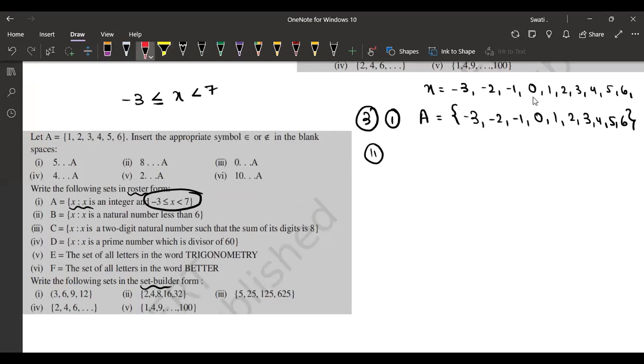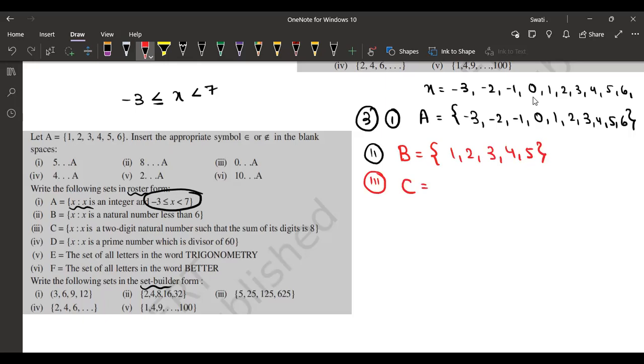Let's solve the second question. B equals x such that x is a natural number less than 6. This is again very simple. We know the answer for this, right? In roster form, personally, I just love solving questions because it's so simple. You just need to find the answer and put the values. So what are the natural numbers less than 6? It's very simple: 1, 2, 3, 4, 5. It is saying less than 6, so 6 we will not include, till 5. Why not 0, -1? Of course, you know that natural numbers are those numbers which start from 1. So 0 and negative numbers are not possible.